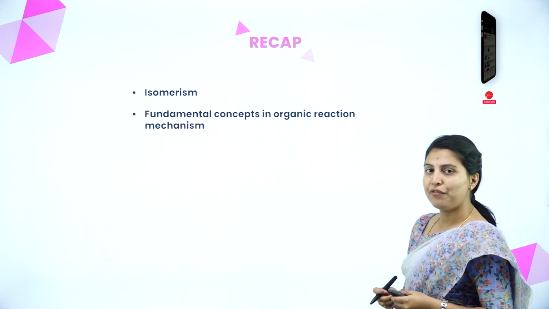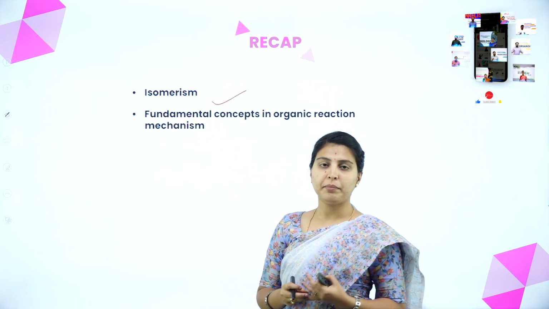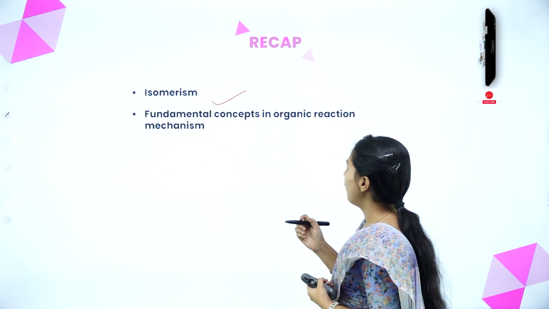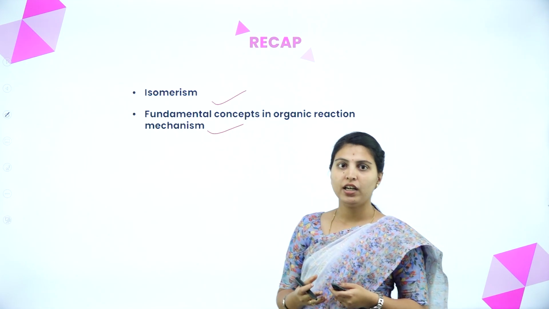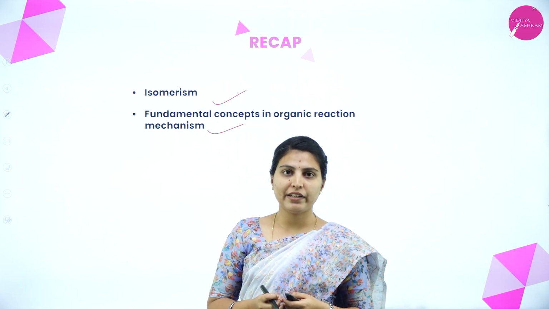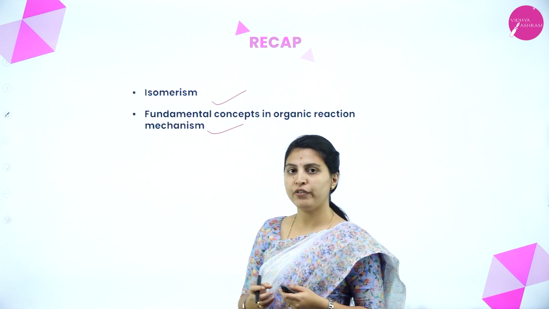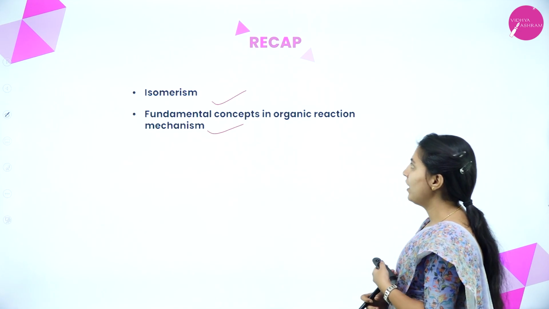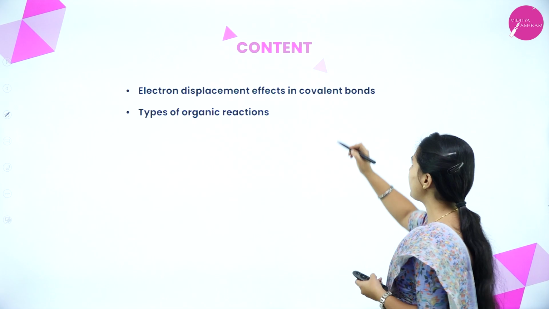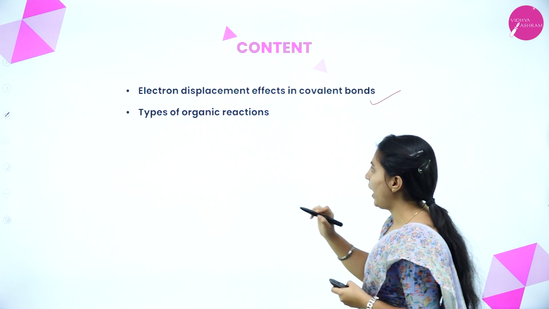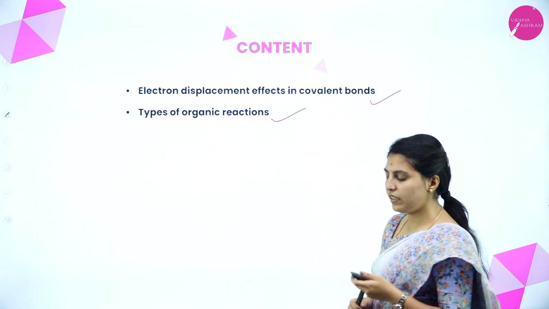In the last class we have seen isomerism, the definition of isomerism, types of isomerism, and fundamental concepts in organic reaction mechanism like homolytic cleavage, heterolytic cleavage, and what kinds of products will be seen in the different types of cleavages. So, in this session we will see electron displacement effects in covalent bonds and types of organic reaction. These are the two contents we will see in this session.